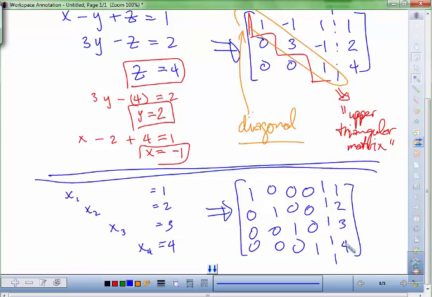Well, if you have this, and the idea is for a system, you would be solving for the variables, in this case x1, x2, x3, x4. It looks like it's already solved for. It's already there. So x4 is equal to 4, x3 is equal to 3, x2 is equal to 2, x1 is equal to 1.